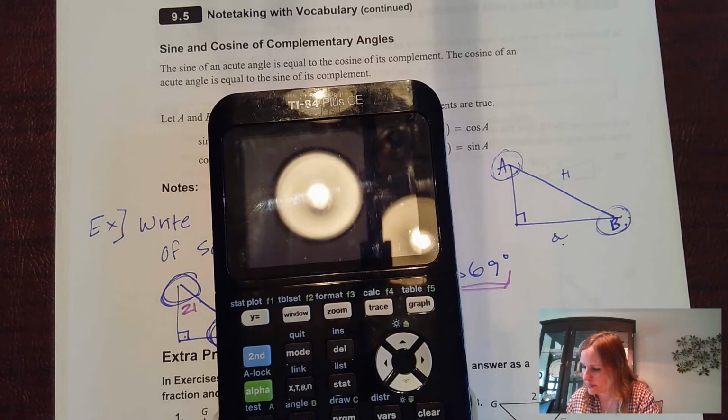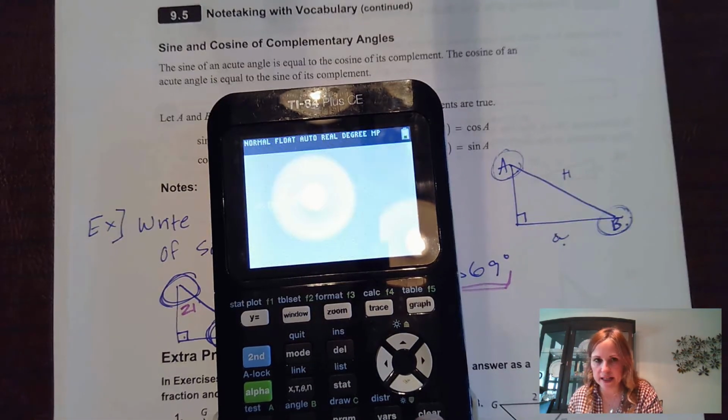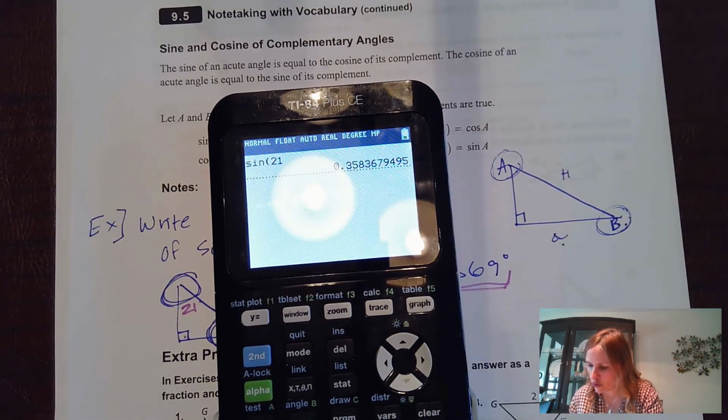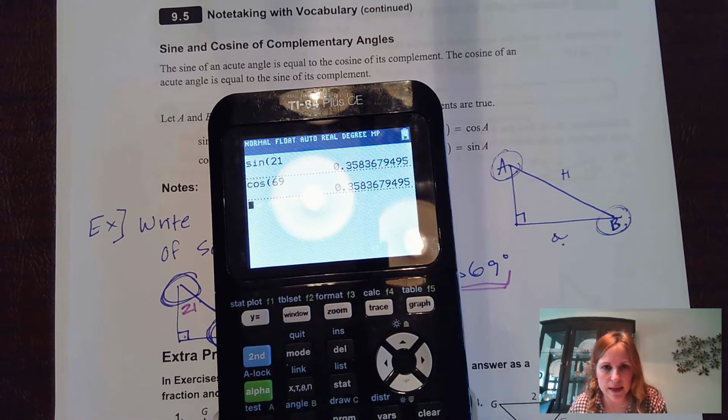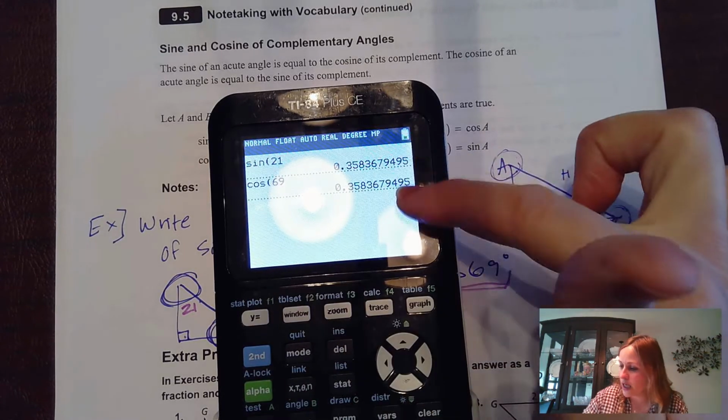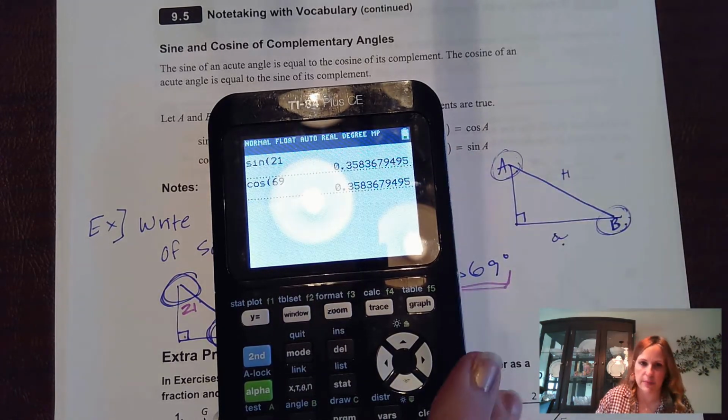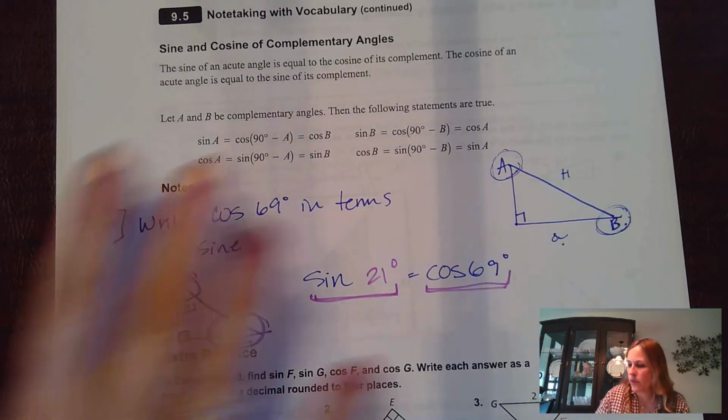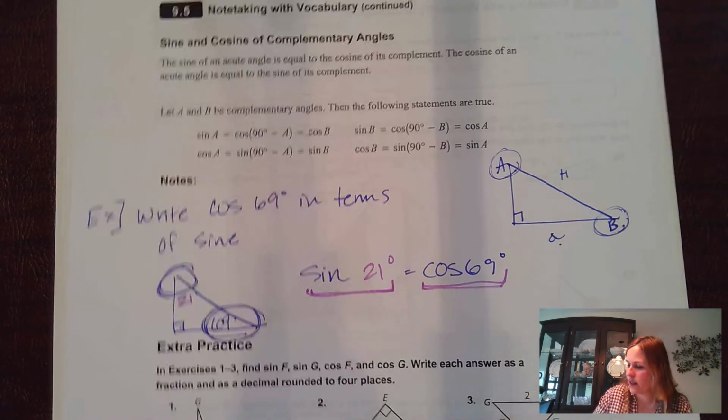And a nice way to double check is to use your calculator, right? So if I did sine of 21 degrees, make sure you're in degree mode, and cosine of 69, notice I get the exact same ratio, the exact same. So what I'm getting here is a ratio of side lengths, and I get the same thing. So that's what this is saying, just understanding how cosine and sine are related.